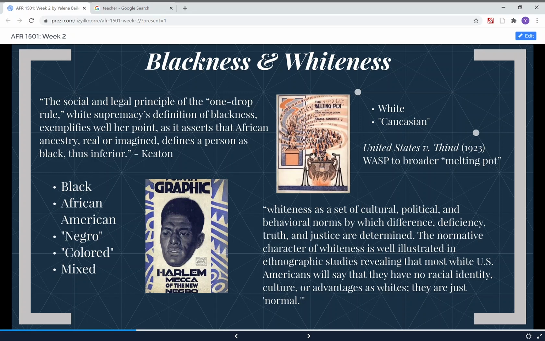What I really think is the most relevant point to this case, because I could talk about this forever and I won't spend forever on this, is this quote from another keyword essay on whiteness, and you can find this one online actually if you're interested, where we say whiteness is a set of cultural, political, and behavioral norms by which difference, deficiency, truth, and justice are determined. The normative character of whiteness is well illustrated in ethnographic studies revealing that most white U.S. Americans will say that they have no racial identity, culture, or advantages as whites. They are just normal, quote unquote.